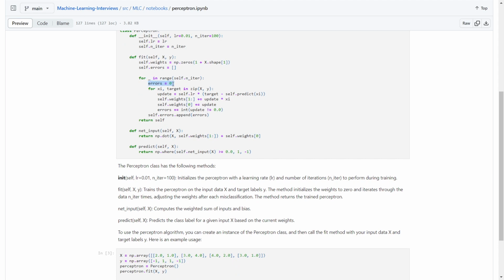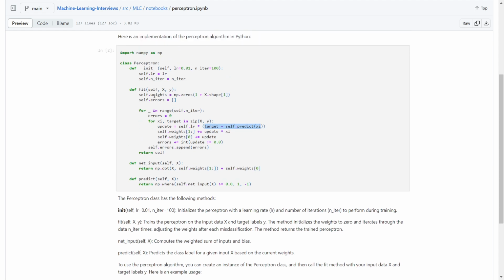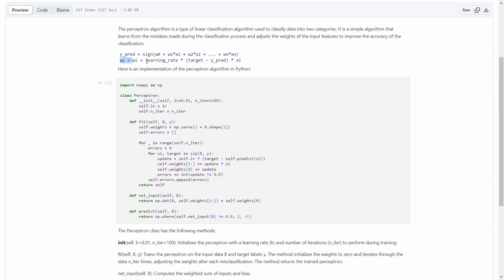Initially we define the error as 0. Then for xi and the target, we use zip, which we use to combine different components. Here we say update equals learning rate times target minus predicted of xi. This is how we find how much we should update. So for the update, we find learning rate times target minus the y prediction. That's what we have done here.